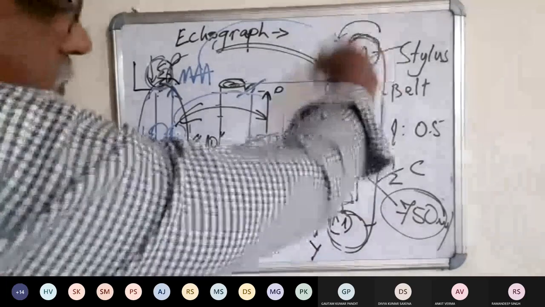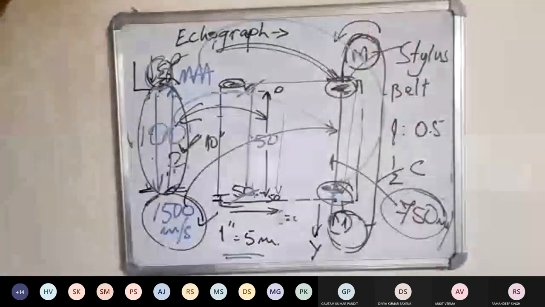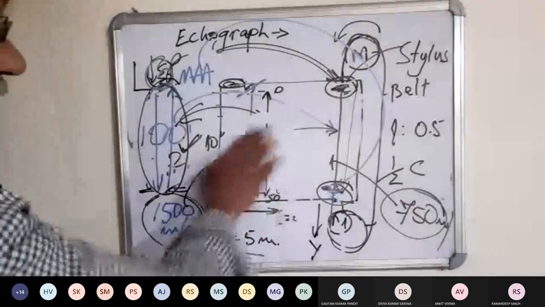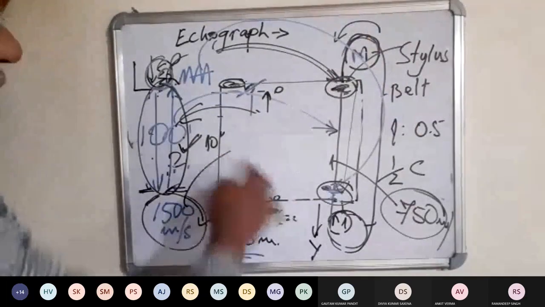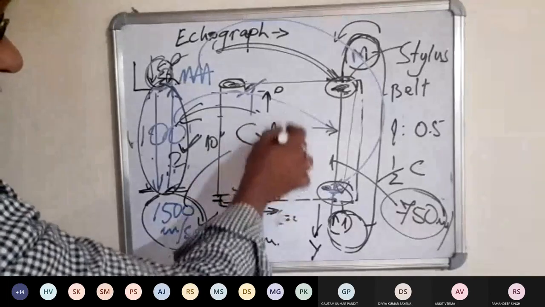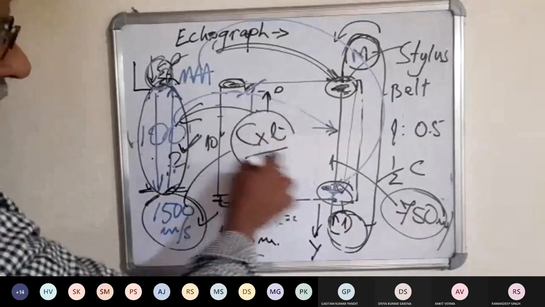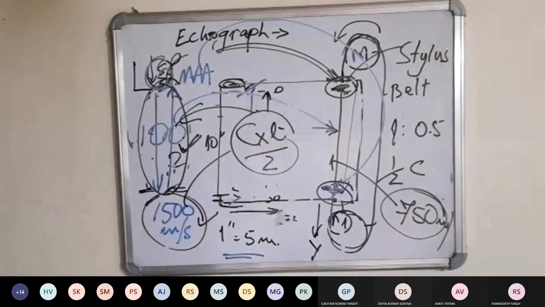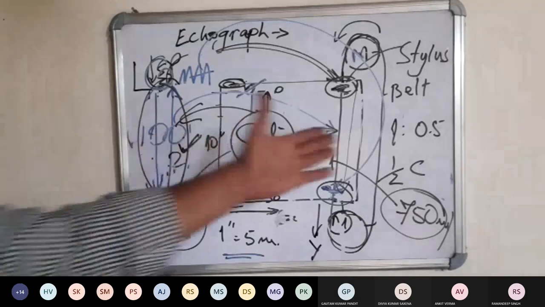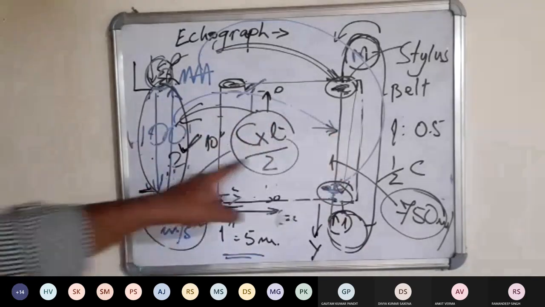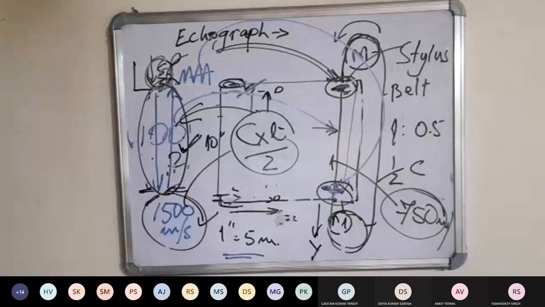So because of this speed synchronization, have we got the effect of C into T divided by 2? Did we get it here? When the wave travels 100 meters, this travels 50 meters. So it became divided by 2 here, or not?